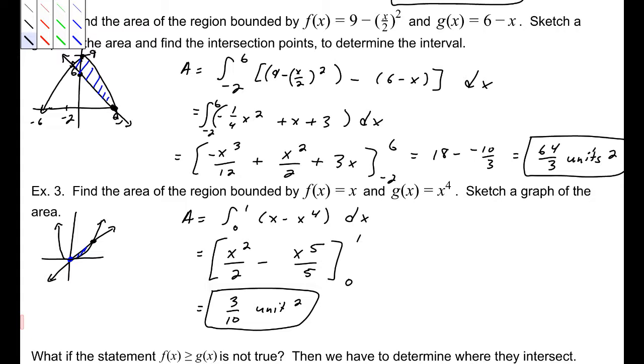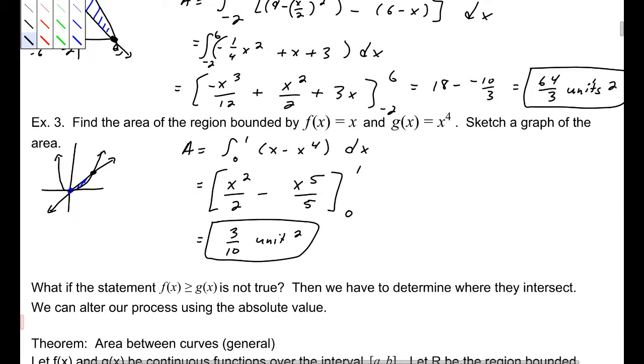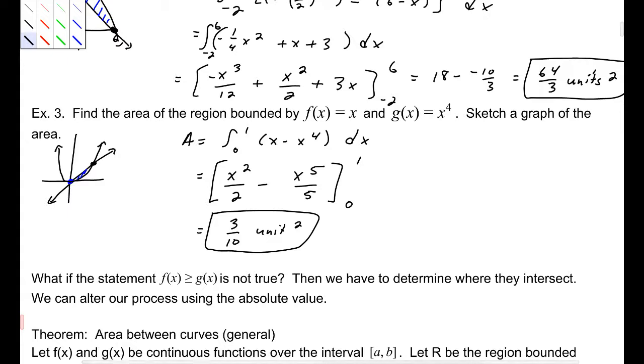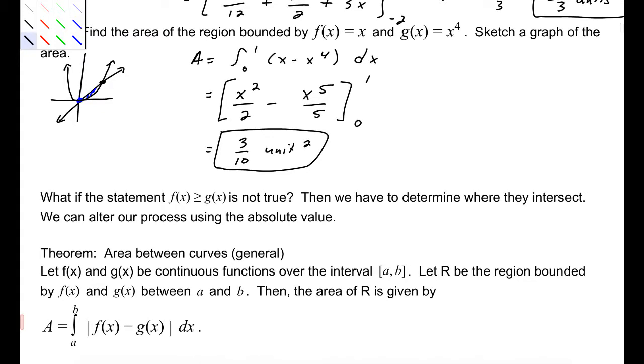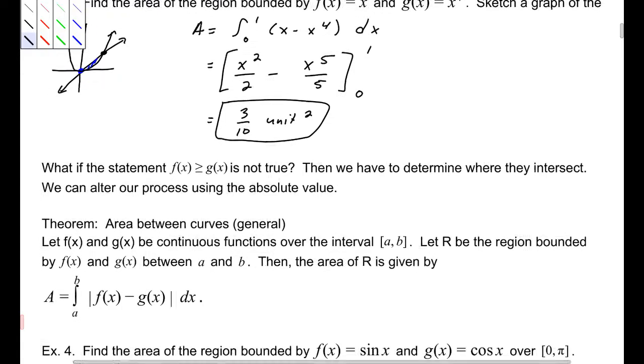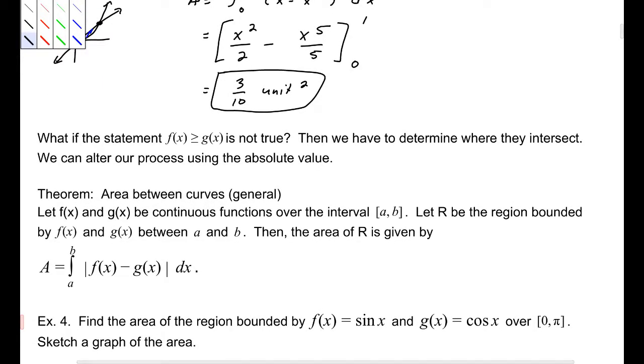Okay, so the next logical place we go from here is, what if f of x greater than or equal to g of x is not true? Then we have to figure out where they intersect, which is what we actually had to do earlier, when we inspected them and said, okay, which one is bigger? Well, what if they're not always one on top, one on bottom? What if one of them is not always greater than, and one of them is not always less than? Well, in this case, we still need to do the difference, but it's the absolute value of the difference. That way, whichever one's bigger actually comes out on top.